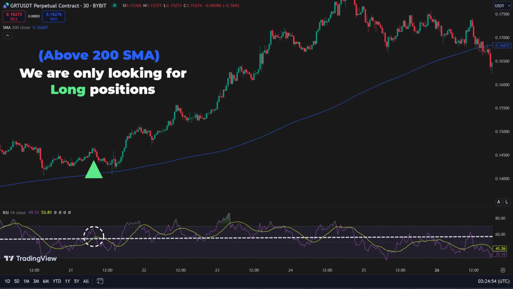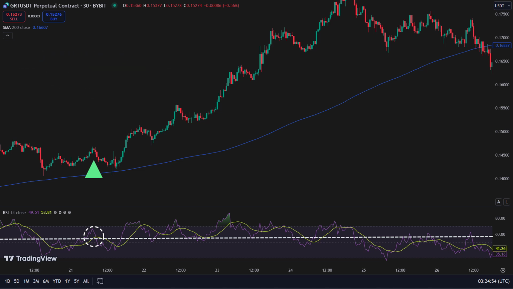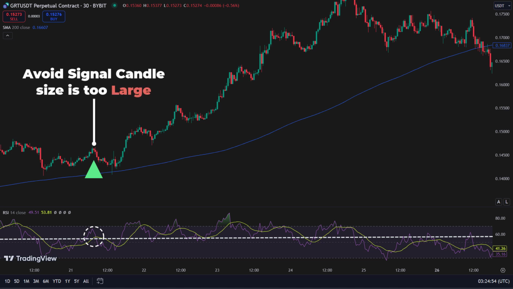The third condition is an extra risk filter. We avoid trades when the candle size is too large, as this may mean the price has already moved significantly. This helps us stay clear of trades when the market is overextended. When all three conditions are met, we enter a long position.